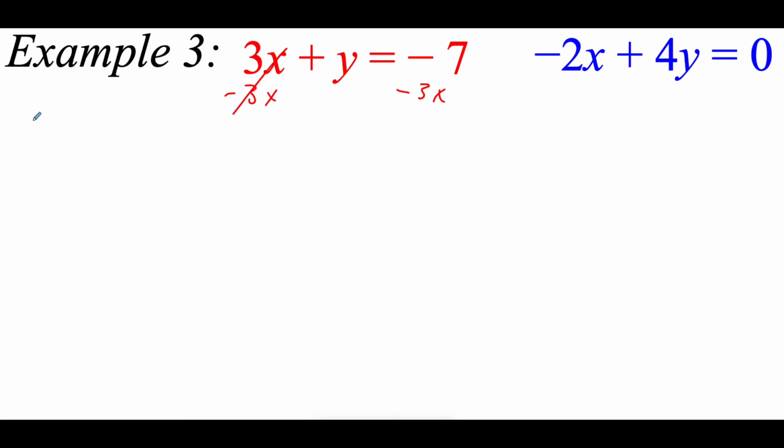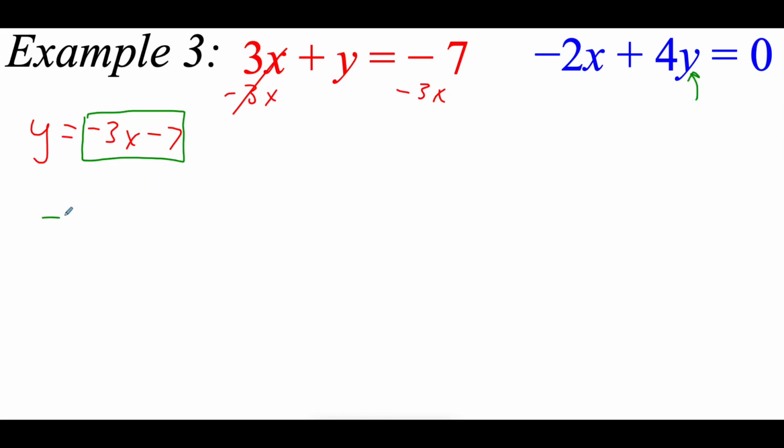Now when we do that, we're going to get y equals negative 3x minus 7. And now this equation has one of its variables all by itself on one side of the equation. So we have taken care of step number 1. Now step number 2 says that we're supposed to take this information. We've got y equals negative 3x minus 7, and because it's y equals, we're going to take that and plug that in for the y variable in our second equation.